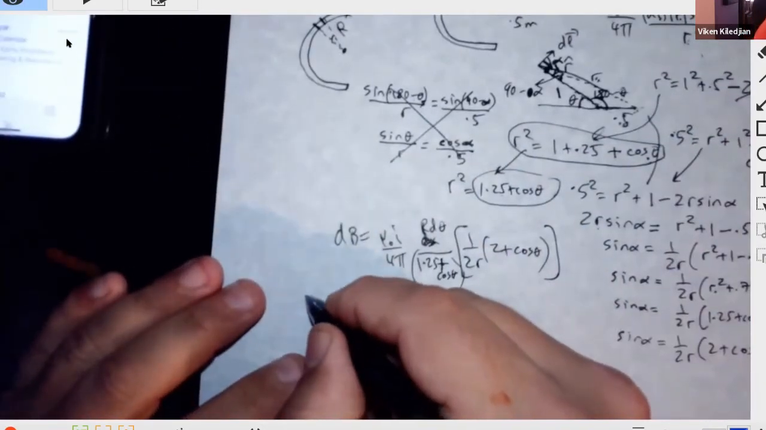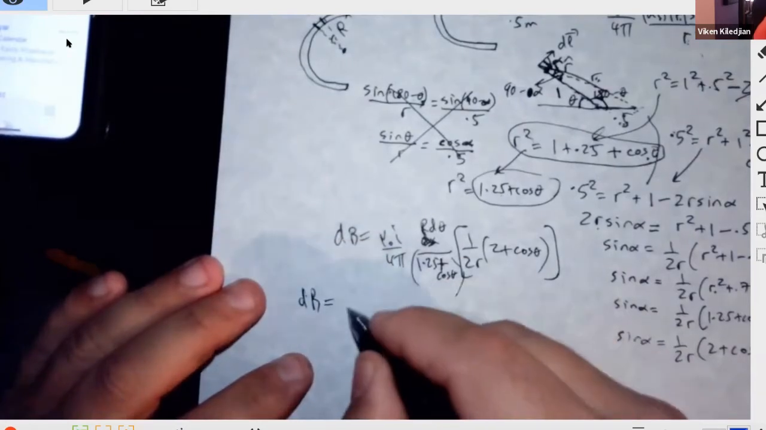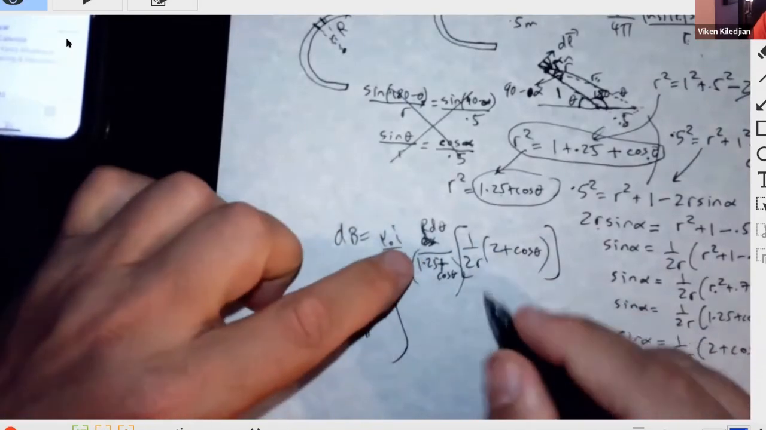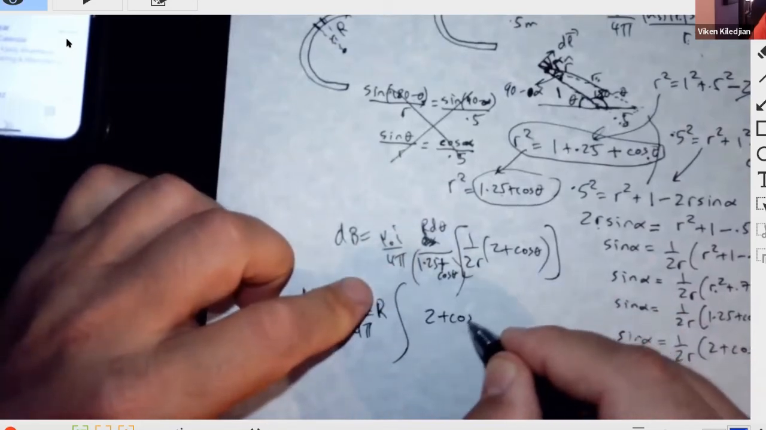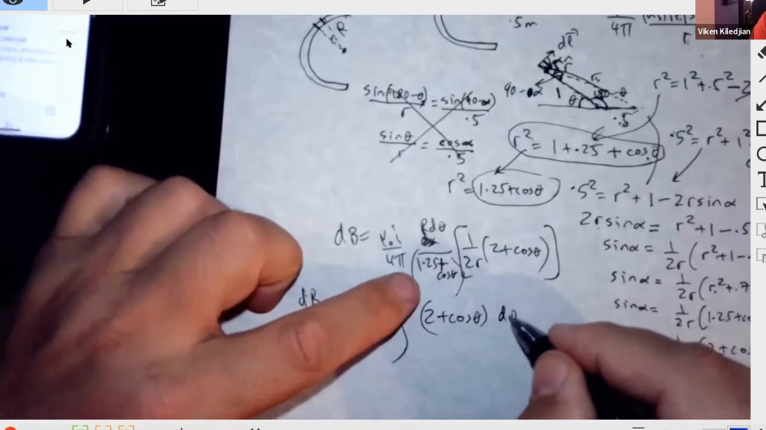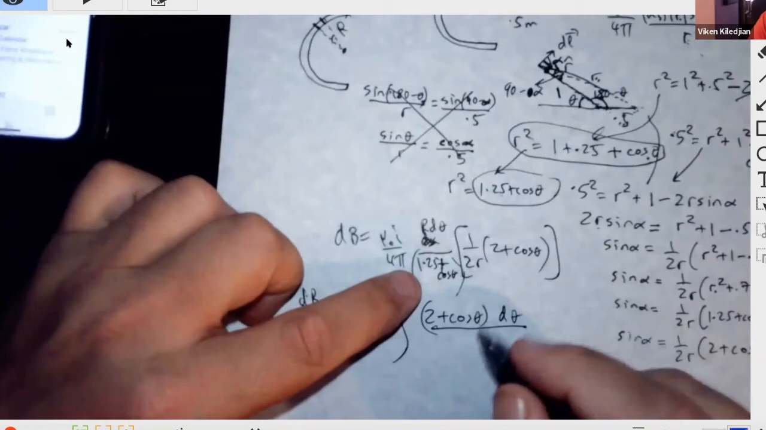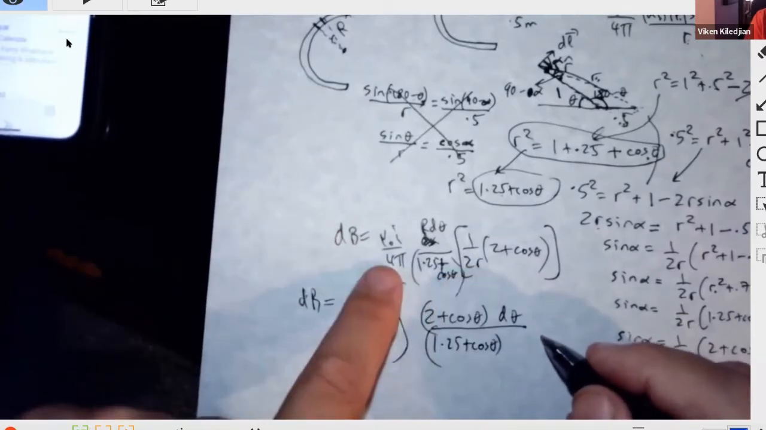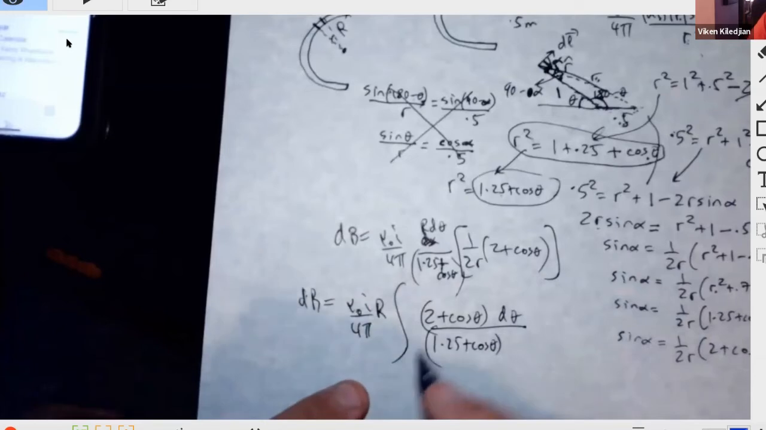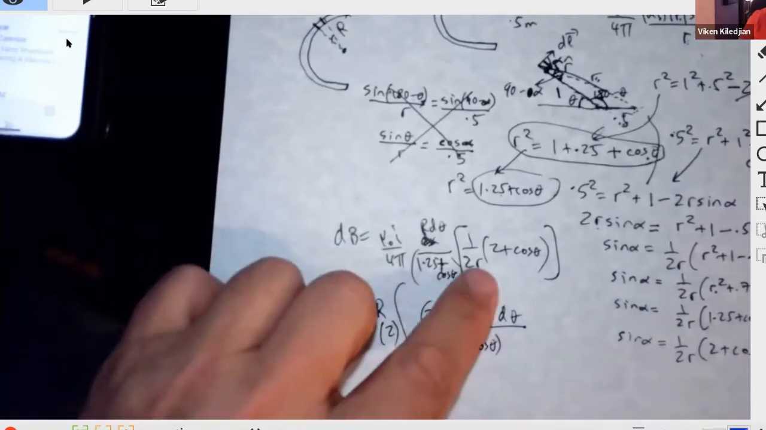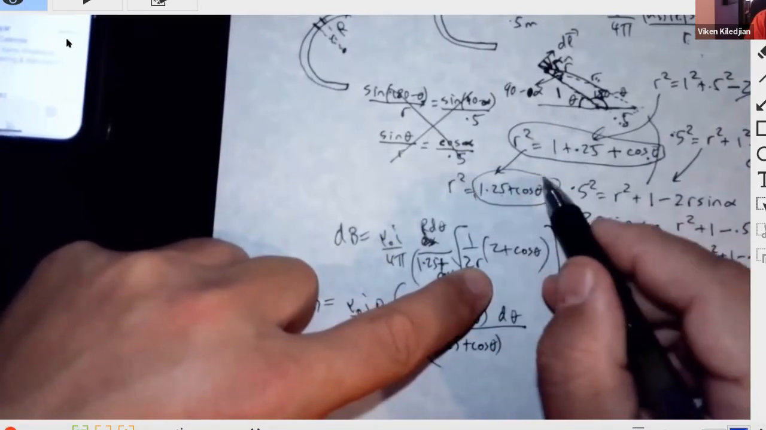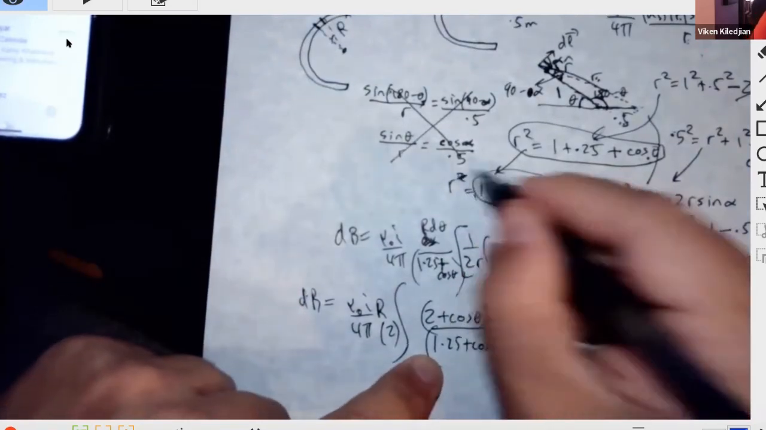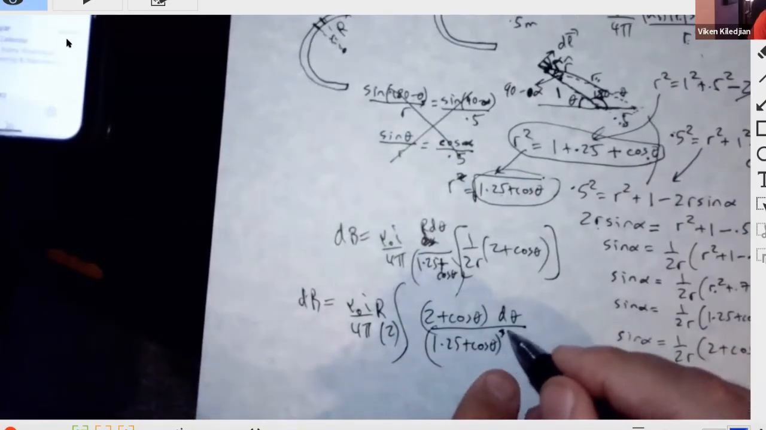So let's see here, dB is equal to mu 0 I over 4 pi r integral. Then on the top we have 2 plus cosine theta, then d theta, right? And on the bottom, we have 1.25 plus cosine theta. Then we have the 2, which can come out. And then what's r? R is just the square root of this, so the power becomes 3/2.